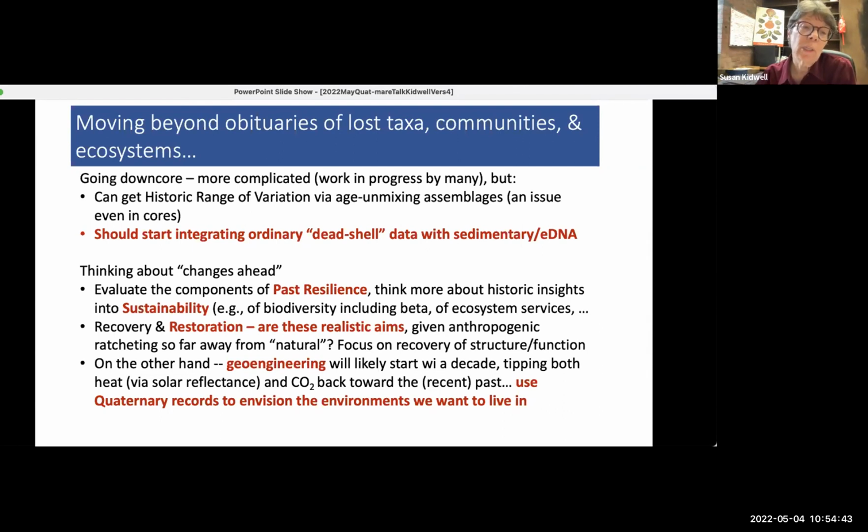And so one thing we can really use is our quaternary records to simply envision the environments we want to live in, whatever they are.